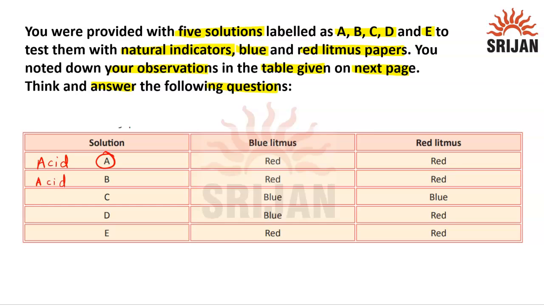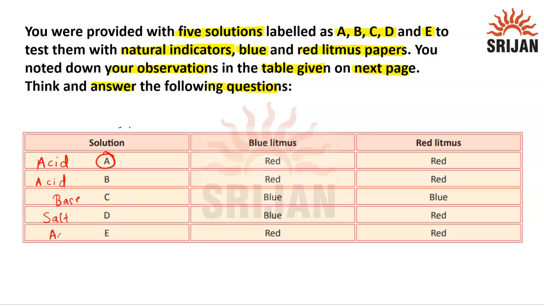Then C solution is not showing any change in color with blue, but it is changing its color with red litmus paper. So it has to be a base. Now D does not show any change in color with blue litmus as well as with the red litmus. Means it has to be a salt or a neutral solution. Then E, it is changing its color with blue litmus, which is into red. Means it has to be acidic.